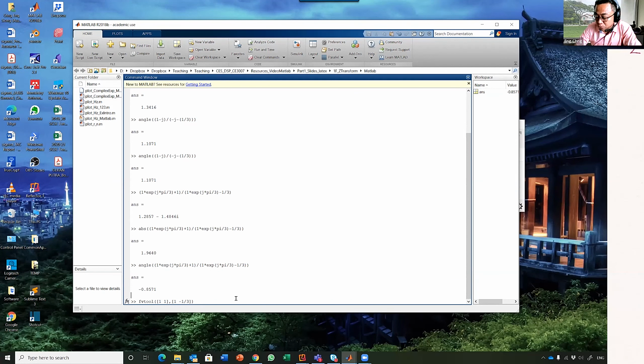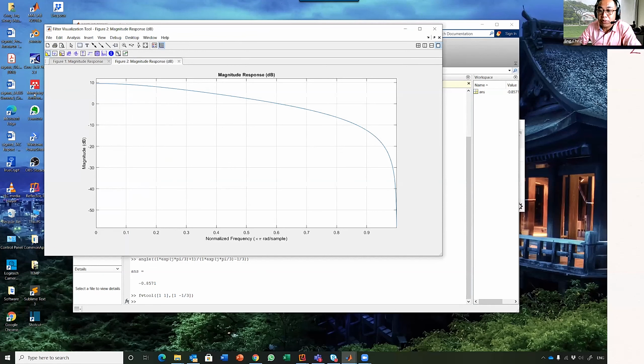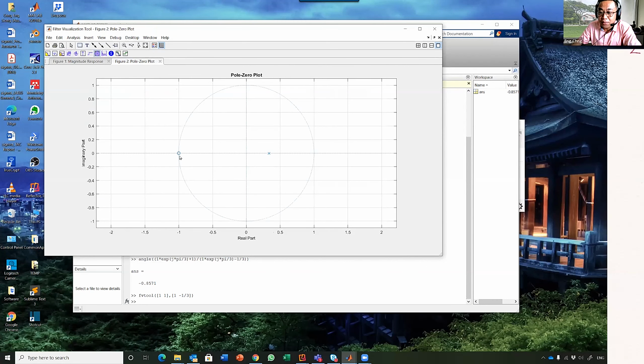The word FVTool stands for filter visualization tool, and it allows me to plot the magnitude and so on. So I'm going to show you the pole and zero plot. Remember, one zero is sitting at minus 1, and one pole is sitting at 1/3. So we got it correct.